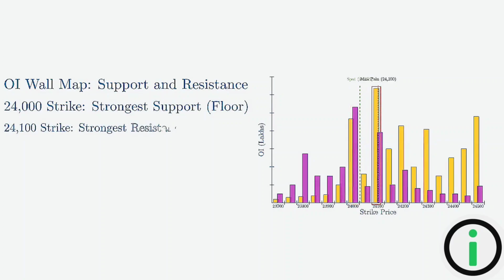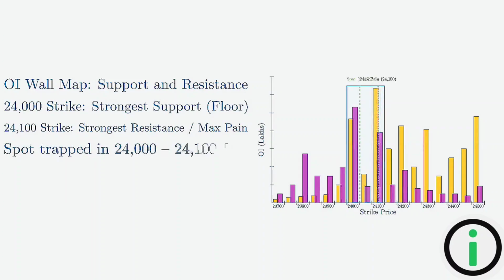Now, look at 24,100. The orange bar is massive, with 63.64 lakh call contracts. This is our strongest resistance, and it coincides exactly with the max pain level. In plain terms, our spot price of 24,052 is trapped in a very tight 100-point box between 24,000 and 24,100.